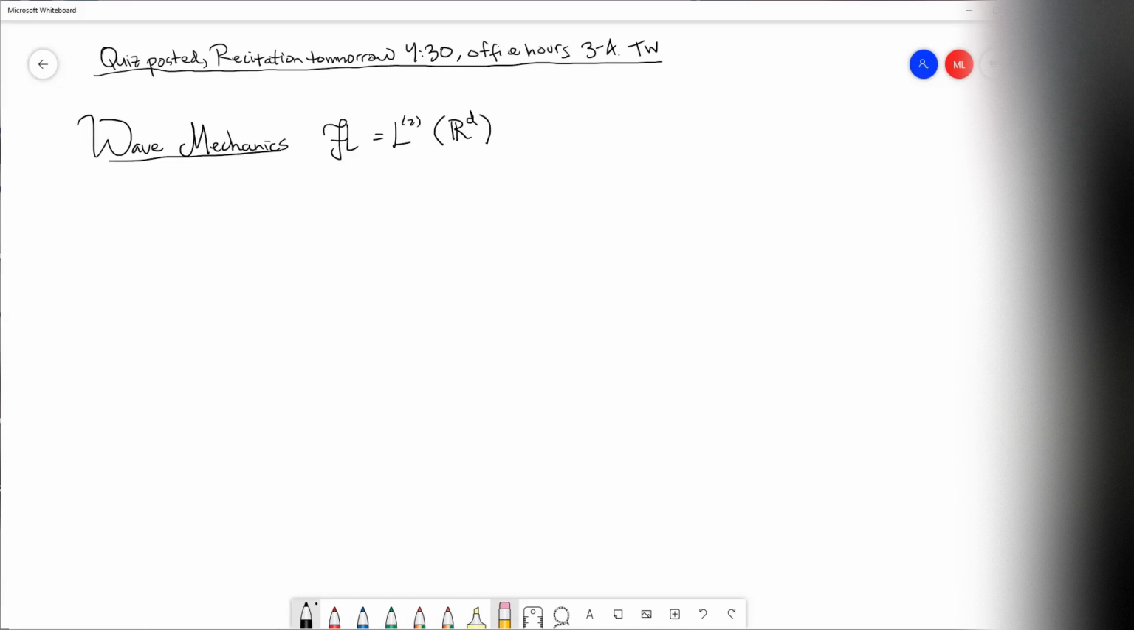So it could be just the real line, a particle living on a line. We usually put a little coordinate here to indicate that it's position space. It's basically the space of square integrable functions in d dimensions. But we'll mostly look at one-dimensional problems.